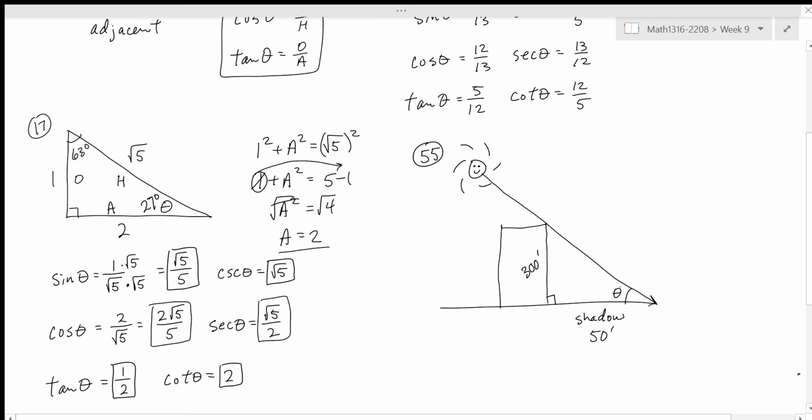I do want to let you know that sometimes it says angle of depression. Angle of depression has nothing to do with a mood you're in. It has to do with the person standing on top of the building and looking down. You're standing at the top looking.